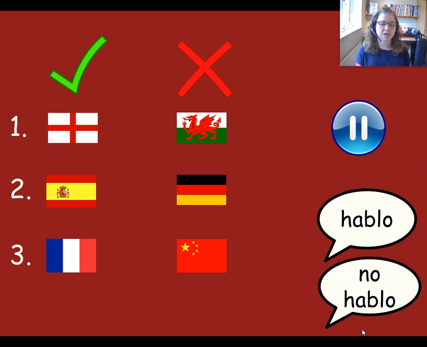So person number 1 then says, I speak English, but I don't speak Welsh. So that one is hablo inglés, pero no hablo galés. Person number two does speak Spanish but doesn't speak German. Hablo español, pero no hablo alemán. And person number three does speak French but doesn't speak Chinese. So they would say, hablo francés, pero no hablo chino. How did you get on with those? Did you get them right? Well done.